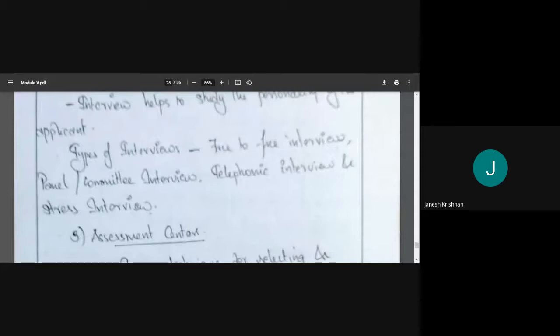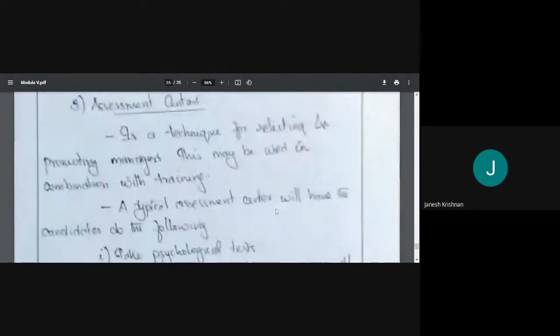So the first tool is test, the second tool is interview, and the third tool is assessment centers. Assessment centers can be used as a tool for selection, or for a promotion also. We know that after your selection, initially you have to undergo orientation and training, right? So during that phase also, this can be done.